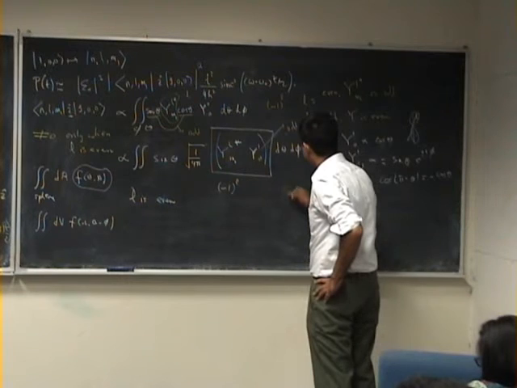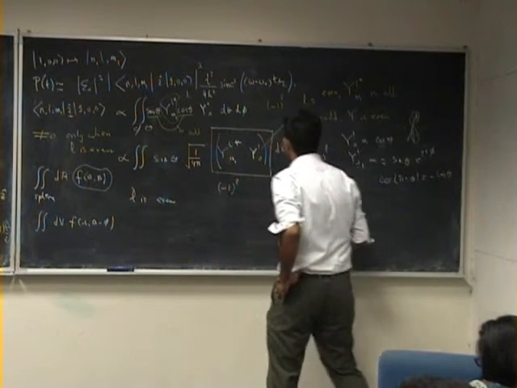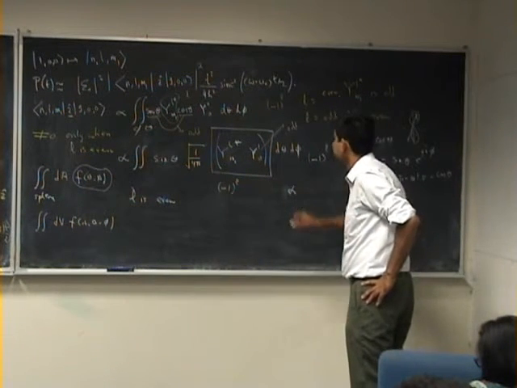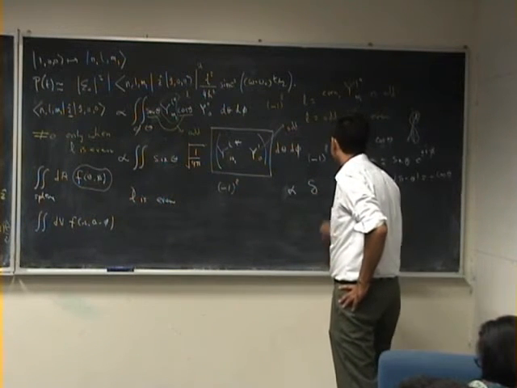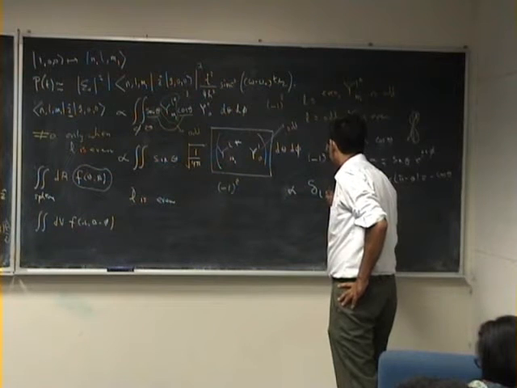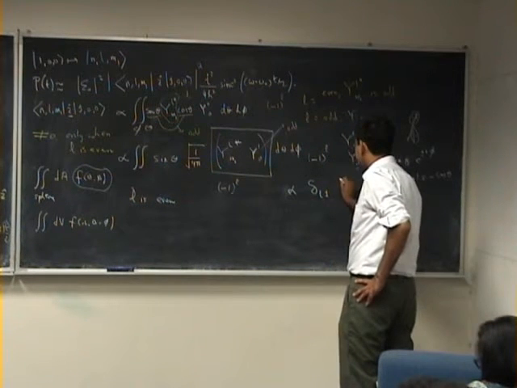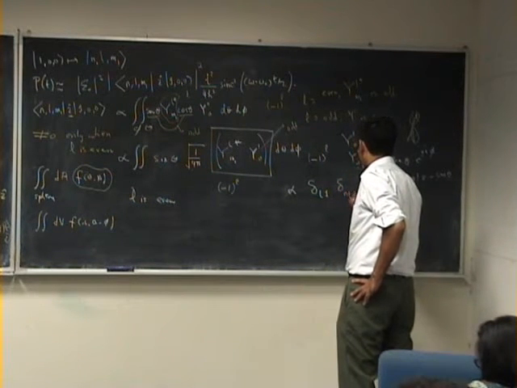I will get a term if I take this integral. What is my result? It's proportional to the canonical delta function L1, canonical delta function ML0.